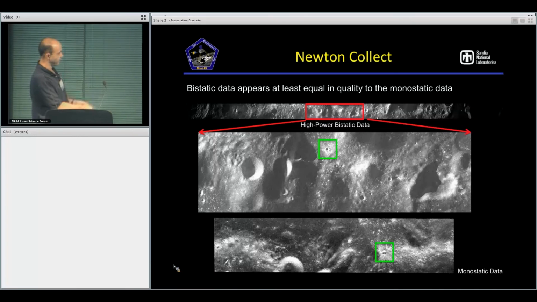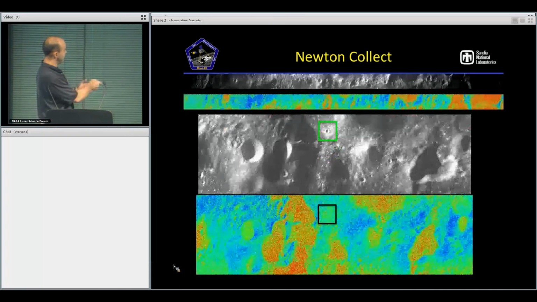The green box shows you the same small crater, and this crater here in the monostatic is actually this one here, which is a small crater near Newton. And that was one of the targets. Actually, this crater here inside Short Crater was another target that has an interesting CPR signature.